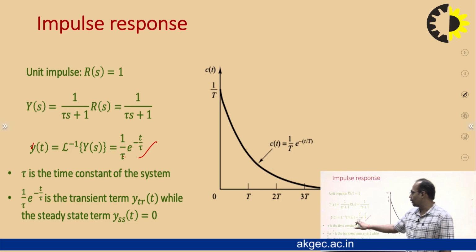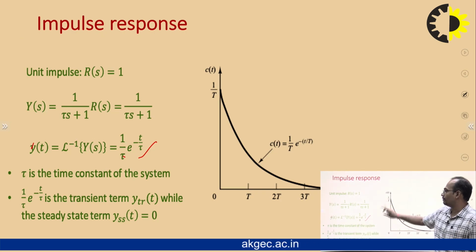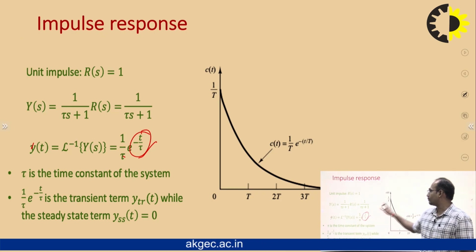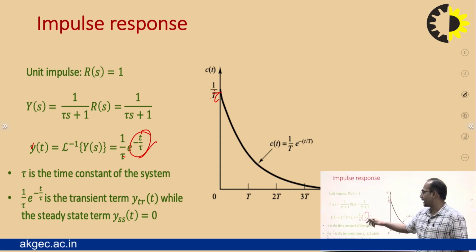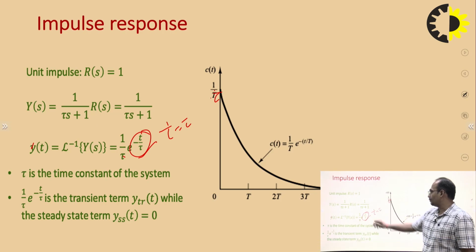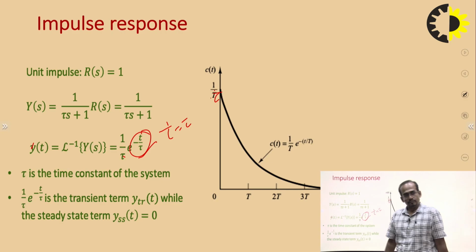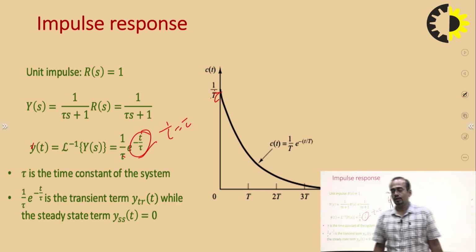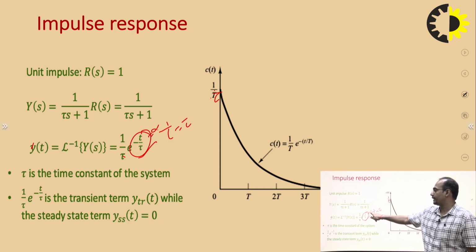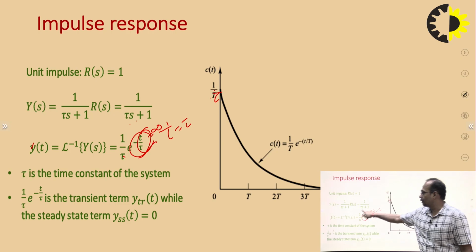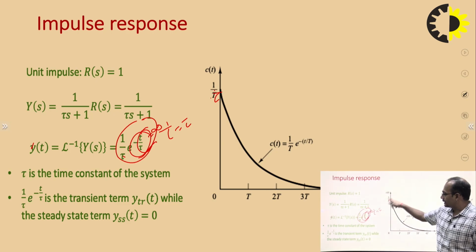At t equal to 0, it is approaching the value of 1 by tau, because this factor will become 1 and you will get 1 by tau. As time increases, at t equal to tau, it will become (1/τ) e inverse. 1 by tau e inverse is nothing but 0.37 by tau. At t equal to infinity, e to the power minus infinity will become 0 and the whole factor will become 0. So this time response will approach 0 at t equal to infinity.